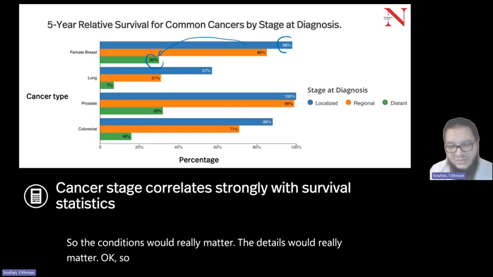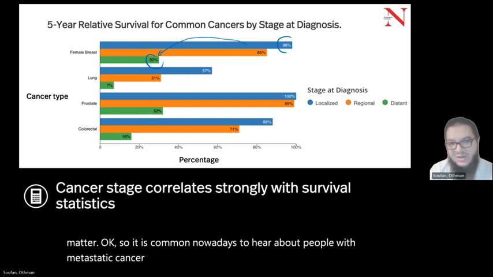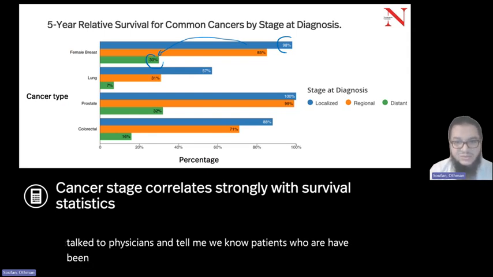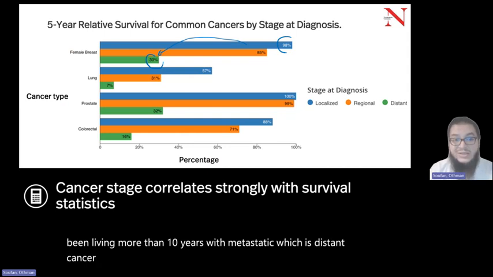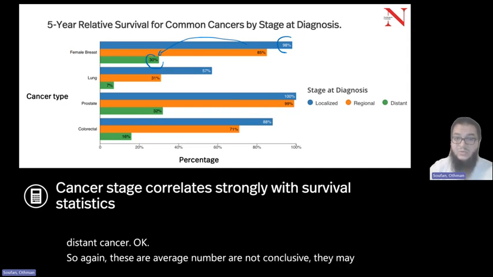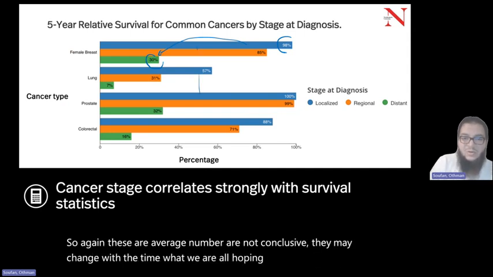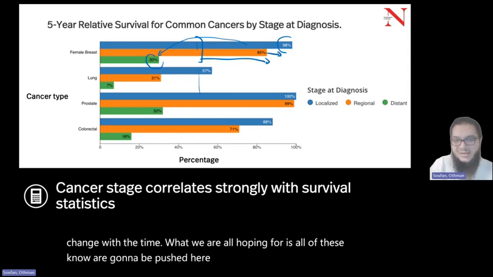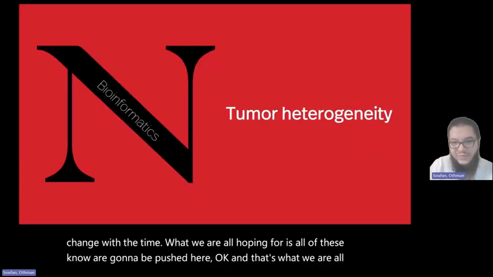So it is common nowadays to hear about people with metastatic cancer who lived, we hear these stories. I talk to physicians and they tell me, we know patients who have been living more than 10 years with metastatic, which is distant cancer, okay? So again, these are average numbers, are not conclusive. They may change with the time. What we are all hoping for is all of these are gonna be pushed here, okay? And that's what we are all hoping for.